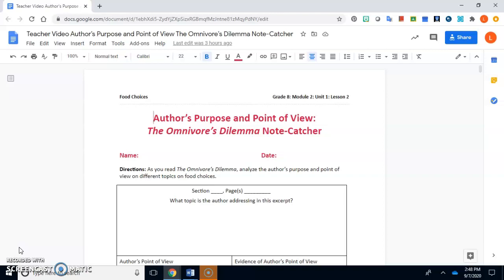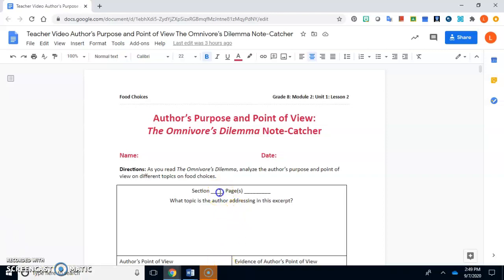Now, you'll analyze the author's attitude towards certain topics and begin to describe and evaluate the author's thinking in detail in the upcoming lessons. This note catcher will help you to track the author's purpose and point of view on different topics throughout the book. So, you will need to access this at different points throughout the book. Now, we are going to focus our attention on page 11.